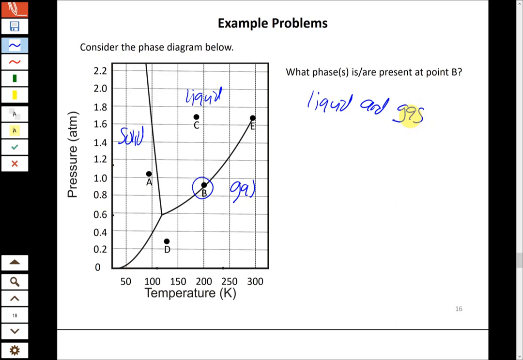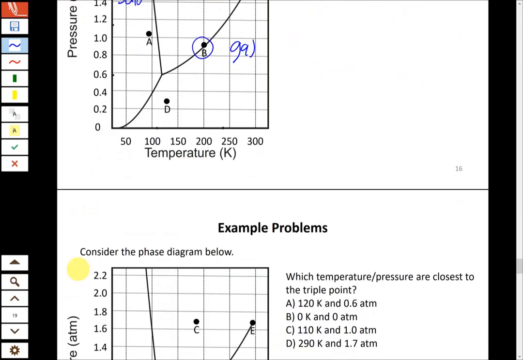All right, so when we ask you about these diagrams which phase or phases exist, you just have to look at, are you in a region of the diagram where only a single phase exists, or are you on the boundary line between 2 or more phases, in some cases all 3 if you're at the triple point. All right, so that was one example.